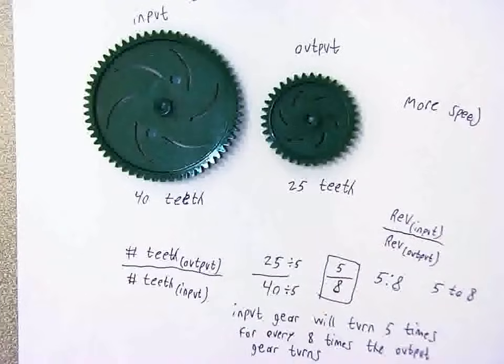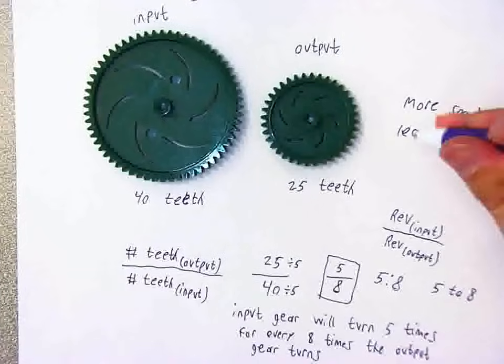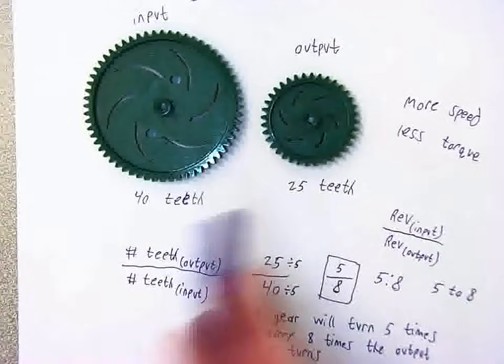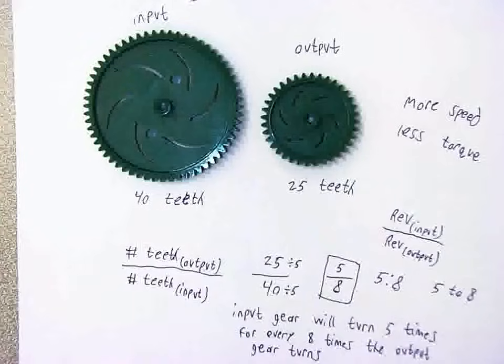All right, but then remember that the trade-off is when you get more speed, the inverse is you end up getting less torque or less power. So if you had a robot that you wanted to go really, really fast, this might be a gear ratio you would like to use, but in doing so, your robot's not going to end up being as powerful as it could be. So you get more speed, but you end up getting less torque, less power.